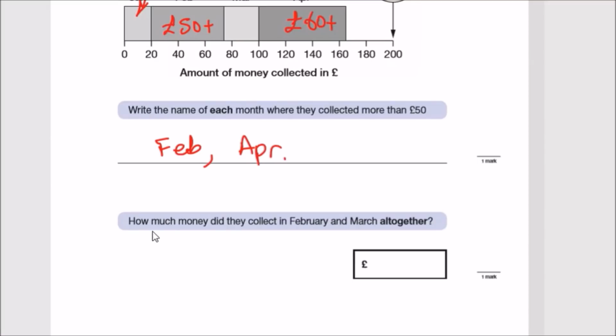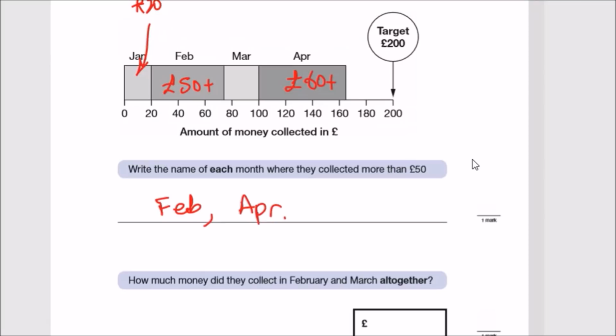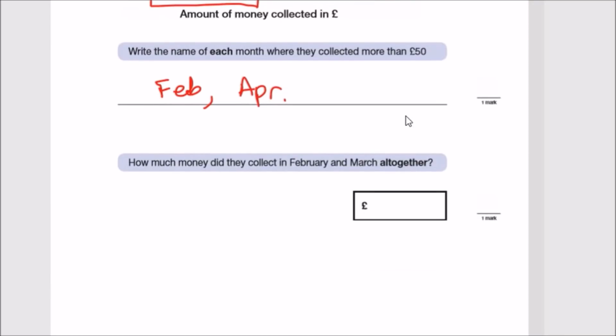How much money did they collect in February and March altogether? So in February, just look at the values. It starts at 20 and it goes up to 100. So they collected this much money. So they collected 100 take away 20, which is £80. So 100 take away 20, they collected 80 quid.